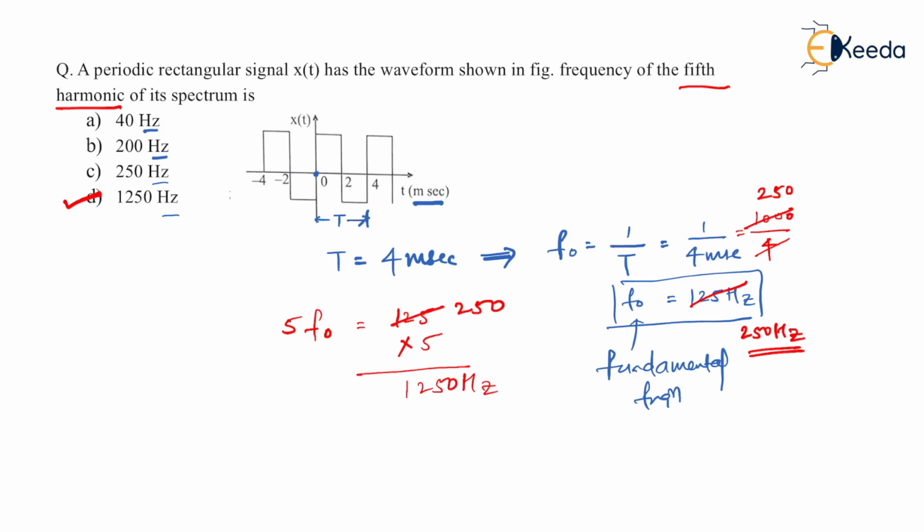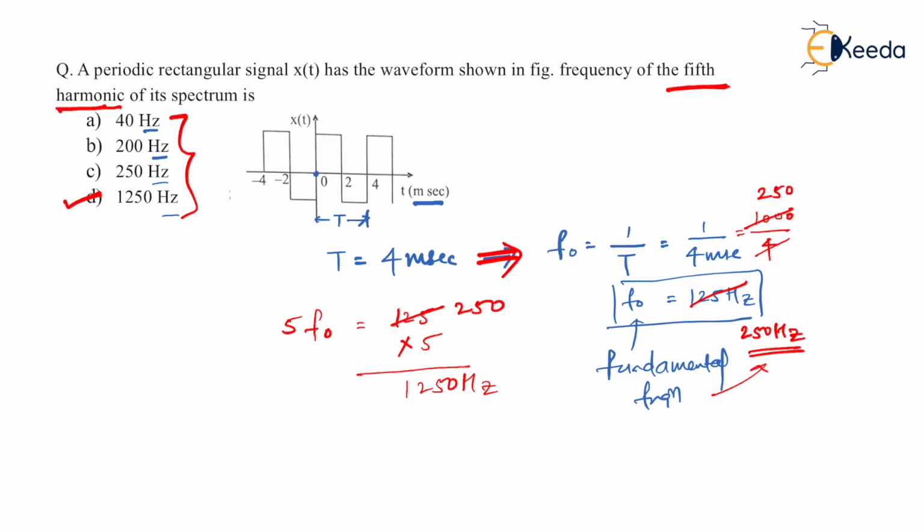So let me tell you what we have done. They were asking for the fifth harmonic, and that fifth harmonic is in terms of hertz. So we decided to get f naught from the given T. T is nothing but the complete time period, that is the time taken by a signal to complete one cycle, which is 4 millisecond. The inverse of 4 millisecond is 250 hertz. So f naught, that is the fundamental frequency, is 250 hertz.